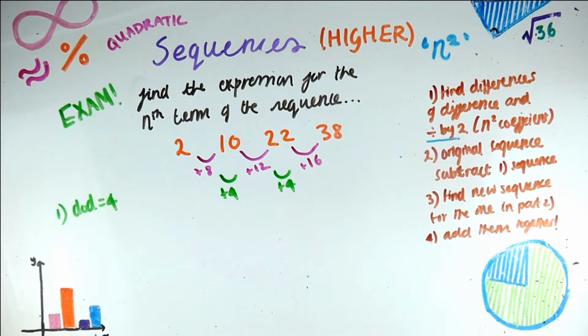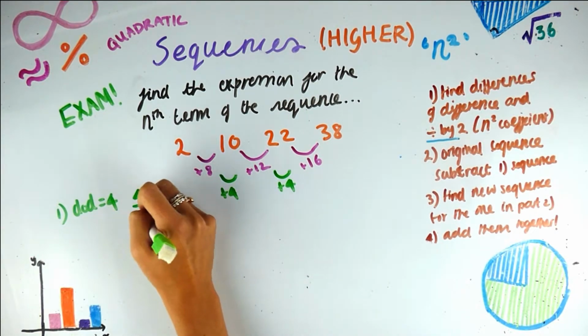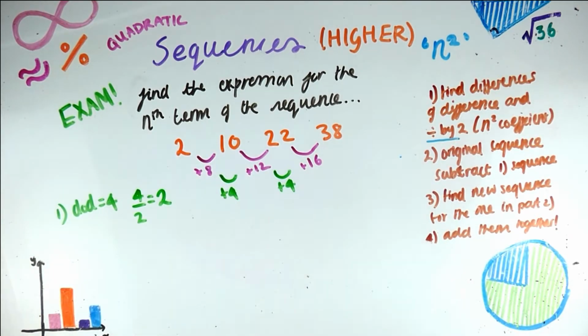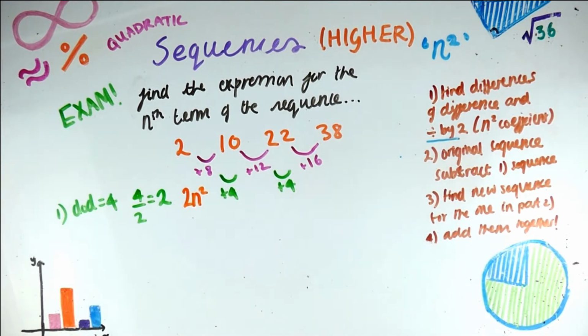So in part 1, we know we have to do the differences of the differences divided by 2. So 4 divided by 2, which is 2. And this becomes our n squared coefficient. So we know we're going to have 2n squared something.